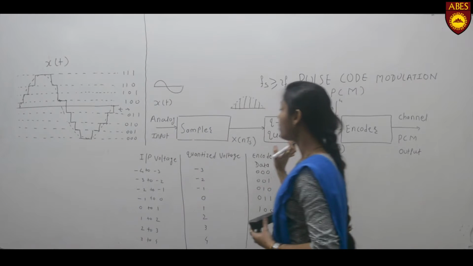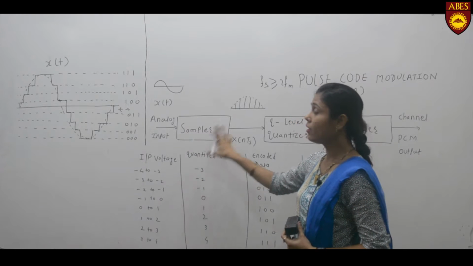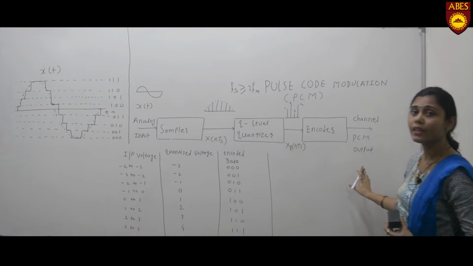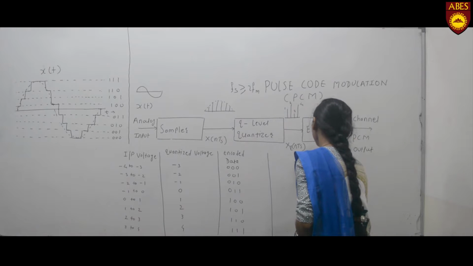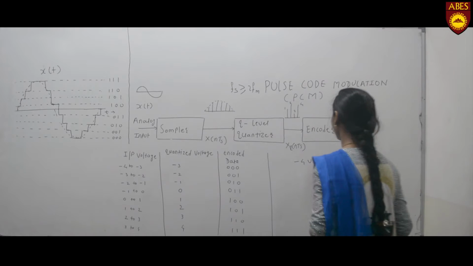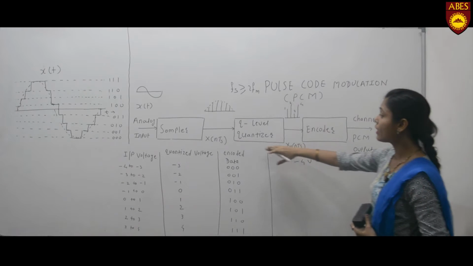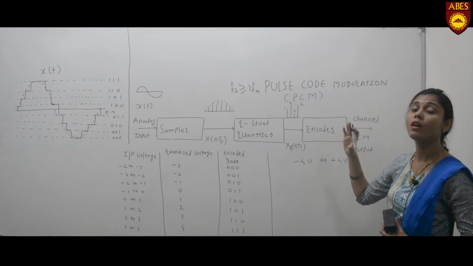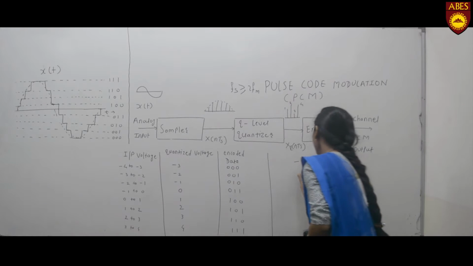Fine. Now see here we will consider this with the help of an example. Let us assume that we have the input signal in the range of -4 volt to +4 volt. Okay. Now what does the quantization process say? In the quantization process we are converting the infinite number of voltage levels into a finite number of quantization levels, which are called the Q levels.